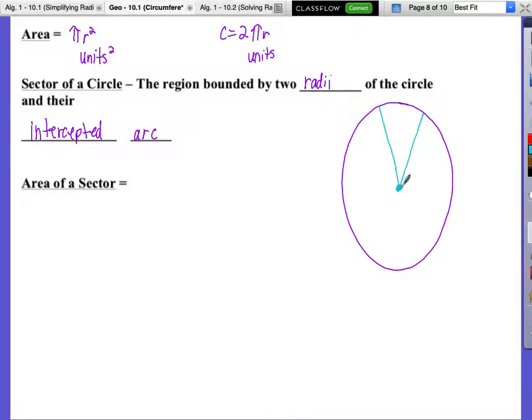Okay. So if we're talking a sector of the circle, we're saying it's a region, an area, bounded by, think like sports out of bounds.